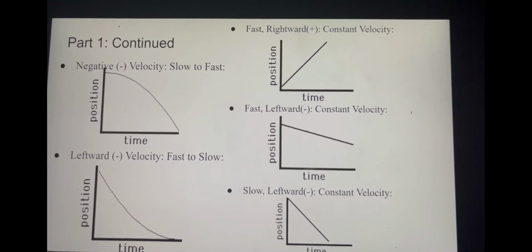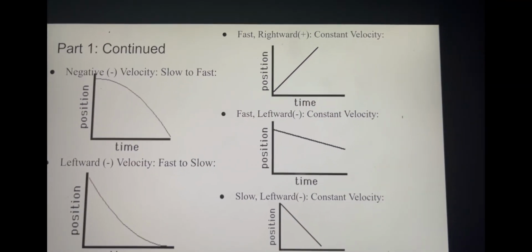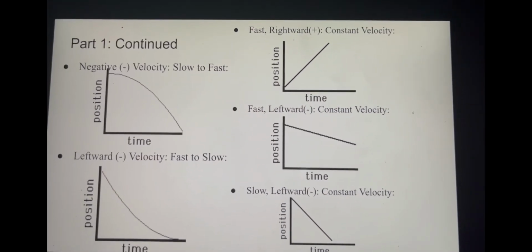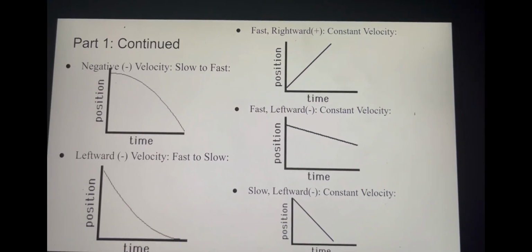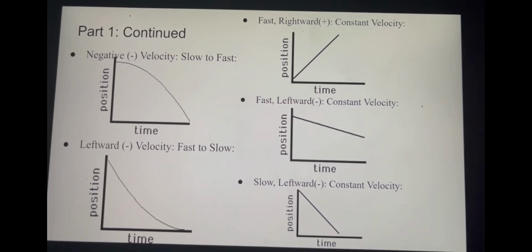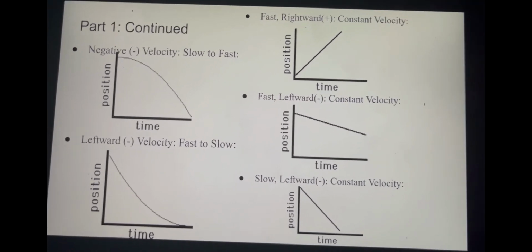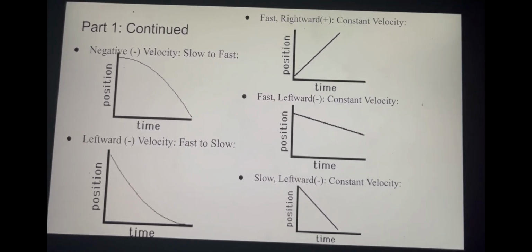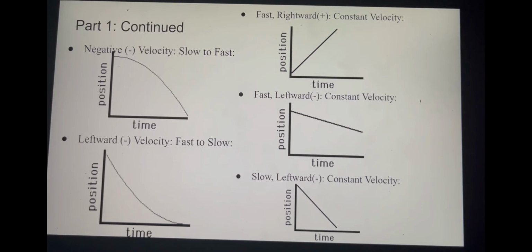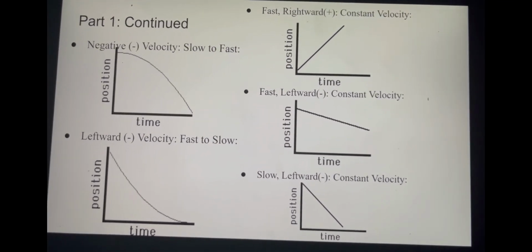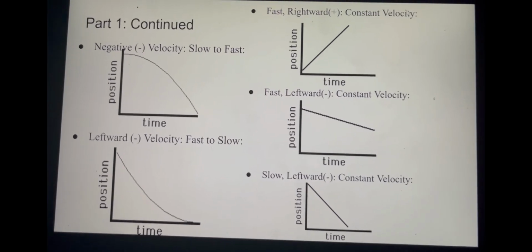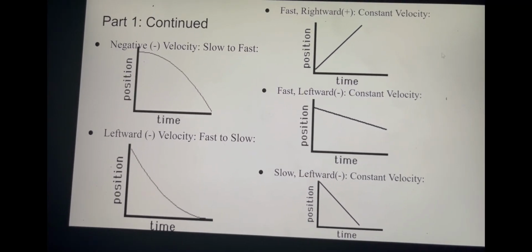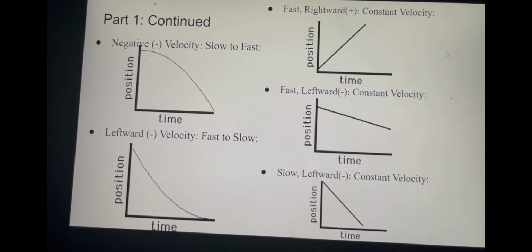Now, the next graph we're looking at is the fast rightward. A fast rightward constant velocity is a straight line going up. But a fast leftward will have constant velocity going down. But a slow leftward constant velocity will be going down steeper. Then all of this is based on the slope of the line.